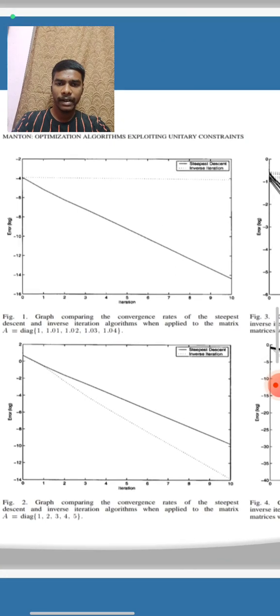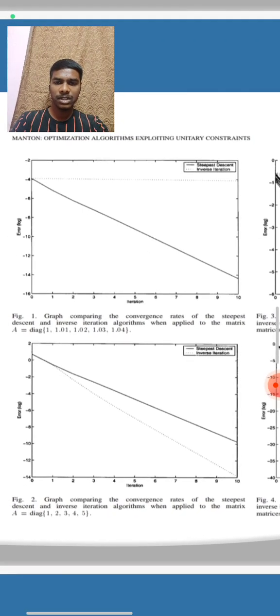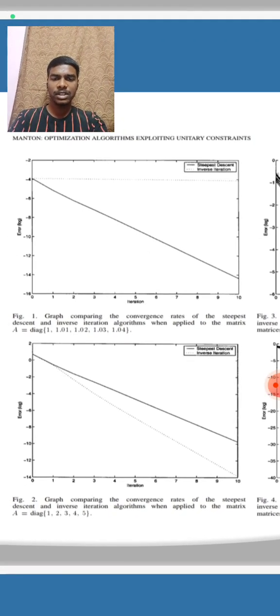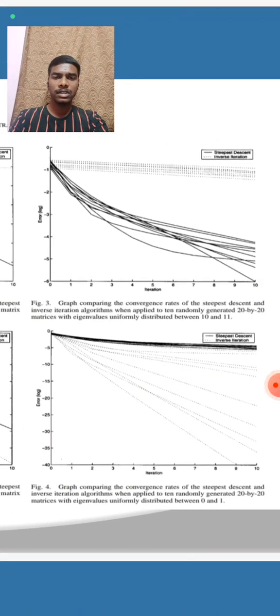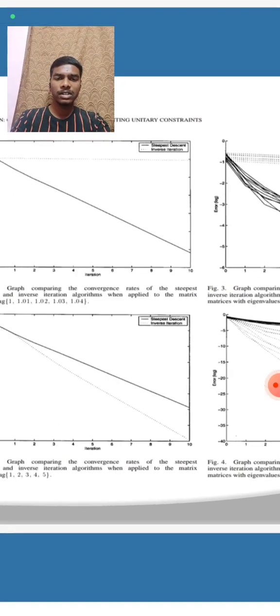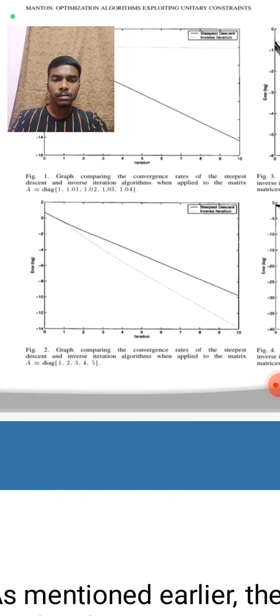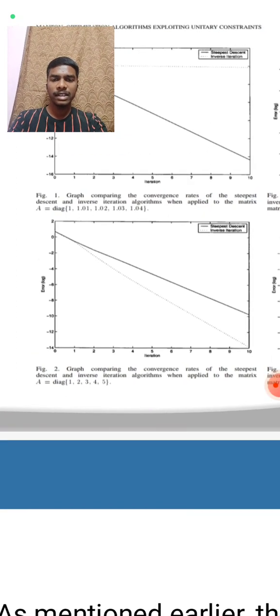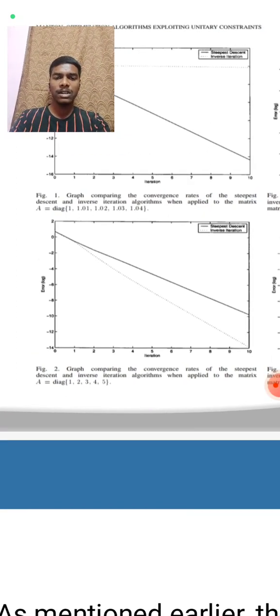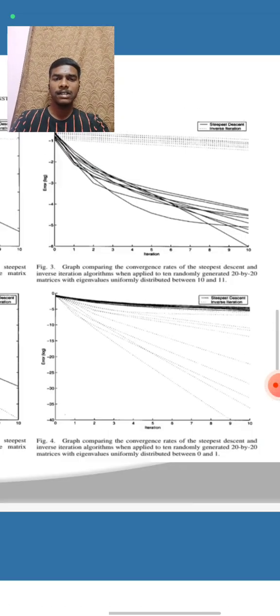Figure 1 compares the convergence rates of steepest descent and inverse iteration algorithms when applied to the matrix A equals diagonal 1, 1.01, 1.02, 1.03, 1.04. So let's go to the next graph, that is figure 2. It compares the convergence rates of the steepest descent and inverse iteration algorithms when applied to the matrix A equals diagonal 1, 2, 3, 4, 5. Here is the graph.